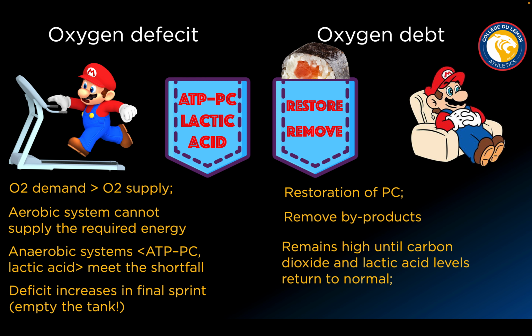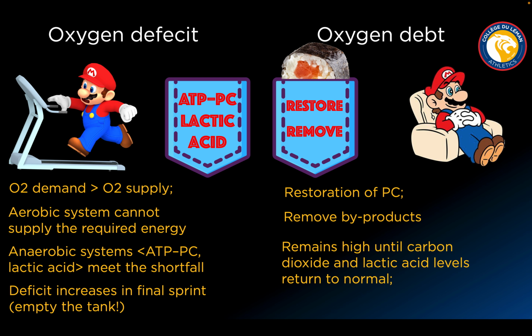Oxygen debt, we've bought the house, now we're in debt. We've finished the exercise. Now we need to essentially do two things. We need to restore our systems, the ATP-PC system. So the phosphate and the creatine, we need to restore them, and we need to remove byproducts. Essentially, carbon dioxide and lactic acid need to get removed. And until that happens, our heart rate's going to remain elevated. We are still in oxygen debt. Eventually, though, we're going to get back down to normal levels.